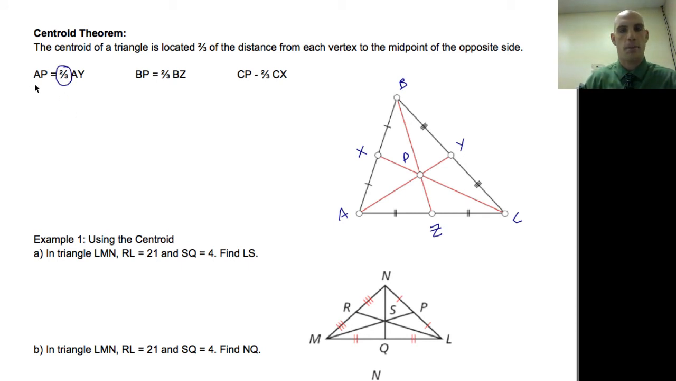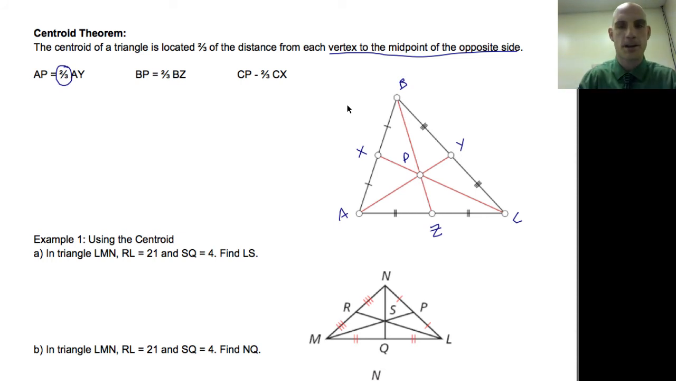So let's look at this, AP. AP is 2/3 of AY, okay? BP, so the vertex to the centroid, is 2/3 of BZ. And CP, C to the centroid, is 2/3 of CX. The key is go from the vertex to the opposite side. So it's 2/3 of the way from the vertex to the middle. All right, that's all there is to it.